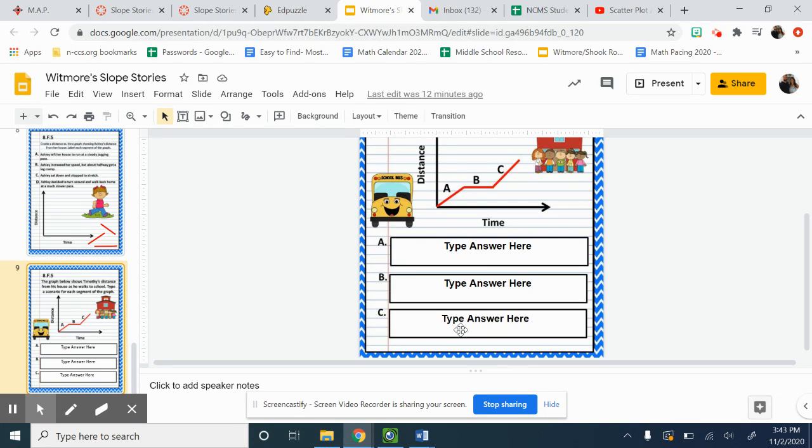Get creative, make it your own, and remember, if you need any help, I will be on Zoom, or you may send me an email because I want you to do well with this.